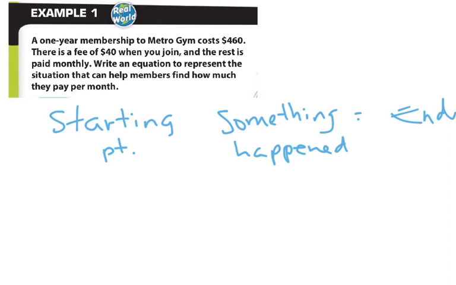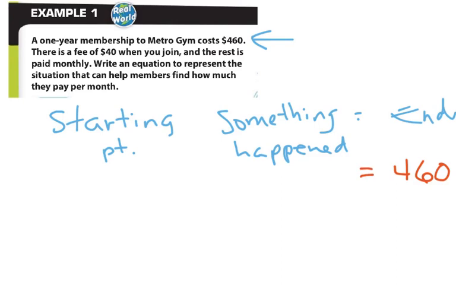So it says a one-year membership to Metro Gym costs $460. Now, if I think that through, that's how much I pay after a year. So there's a $40 fee when you join, and the rest is paid monthly. Okay. So we don't know how much is paid monthly, but we know that they pay monthly. So that $460, let's go back to that. Is that your starting point or your end point? Yeah, it's your end point. That's how much you pay after a year. So we know that that's going to be on the right side of our equation for now.